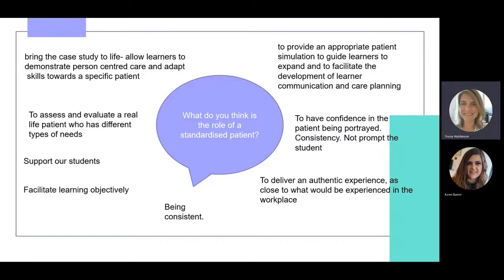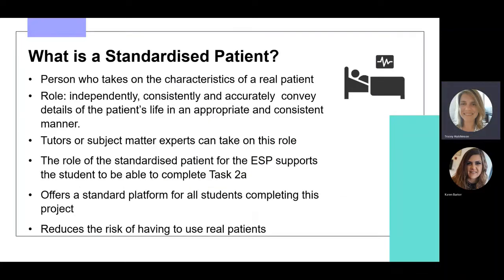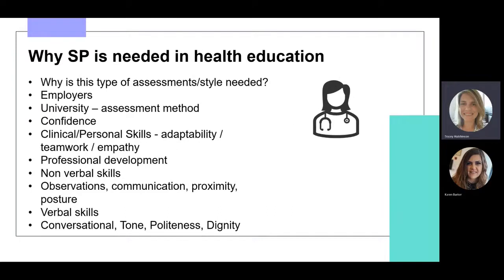So what is the role of the standardised patient? It is a person who takes on the characteristics of the real patient. The role of a standardised patient is to independently, consistently and accurately convey details of the patient's life in an appropriate and consistent manner. Tutors or subject matter experts can take on the role. However, they should ensure that they have appropriate subject knowledge to understand the nature and complexity of the role. This role is really about supporting students to complete that task 2A. It offers that standard base for all students completing the project, but it reduces that risk of having to use real patients.